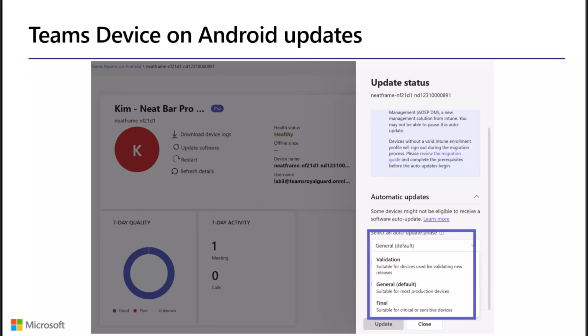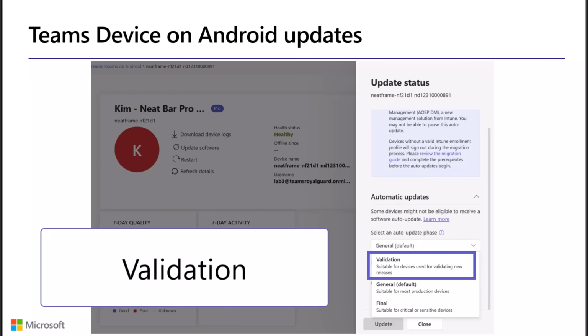There are only 3 rings to assign your devices into. A validation ring, which is a 15-day ring. It is best for lab or test devices on which you can carry out any validation you need to perform. Devices in this phase will start updating as soon as the latest software version is released and will complete all updating within the first 15 days.